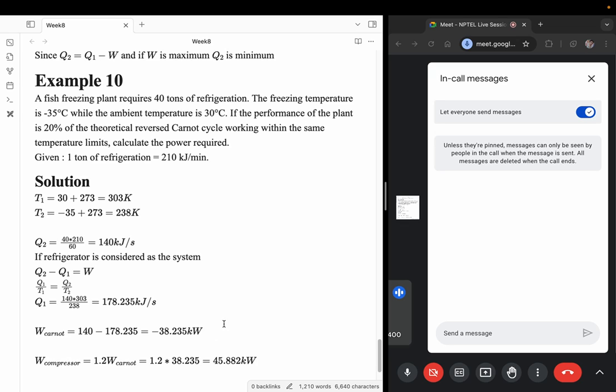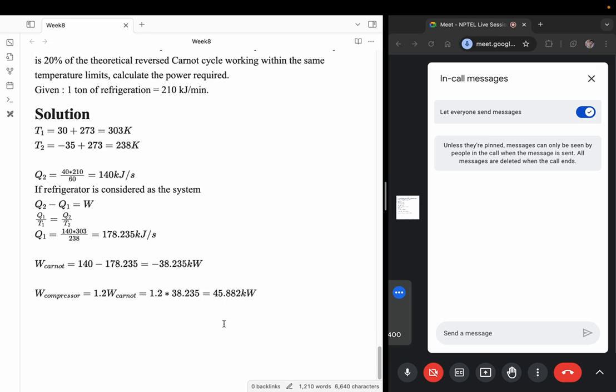Now, as we said before, the performance of the plant is 20% of the theoretical reverse Carnot cycle working within the same temperature limit. So if your performance is reduced, which means you have to do more work. Since it is a refrigerator, the work done for the actual compressor will be higher than the work done for Carnot, and it says 20%, so this will be 1.2 times the Carnot. If it were a heat engine, then the work done by the heat engine will be 20% lower, so that will be 0.8 times the Carnot work done.